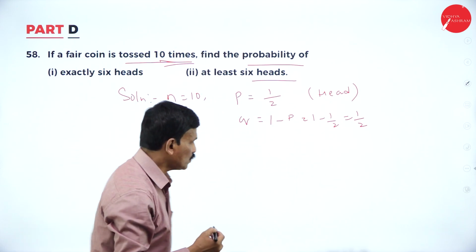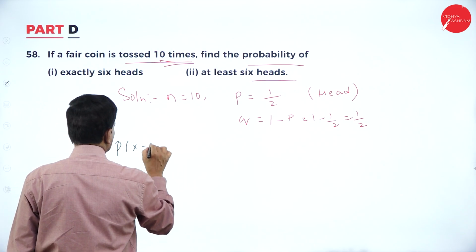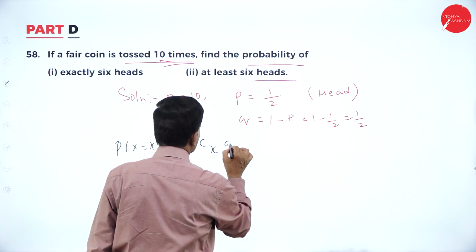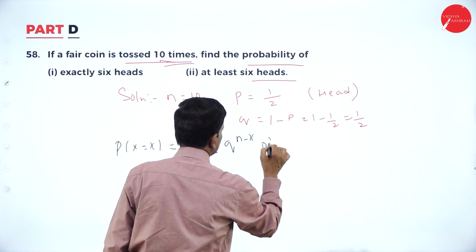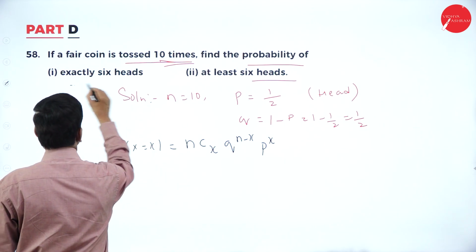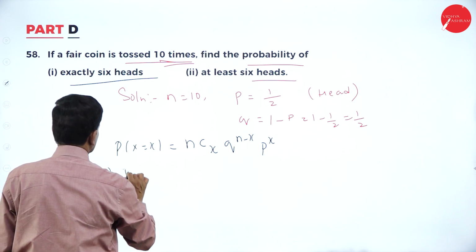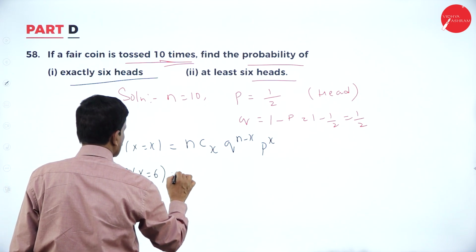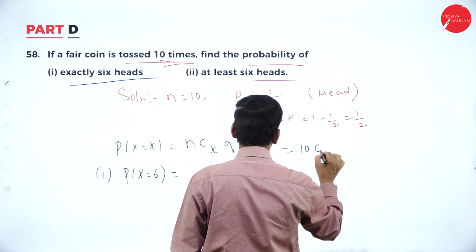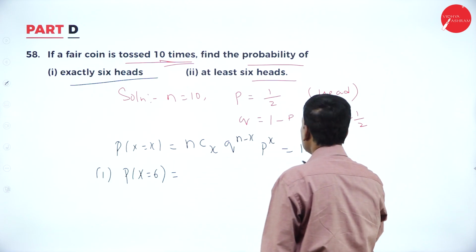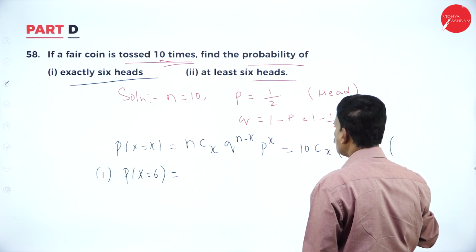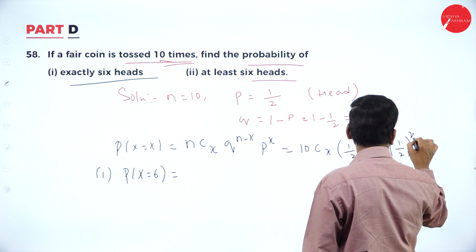Now what is the formula we are going to use? Probability of X equal to x is nCx q to the power of n minus x into p to the power of x. Right, this is the formula. Now, first case, exactly 6 heads. Exactly 6 means probability of X equal to 6. So, what is n? n is nothing but 10 Cx. What is q? q is equal to 1 by 2 to the power of 10 minus x into p. p is also 1 by 2 to the power of x.